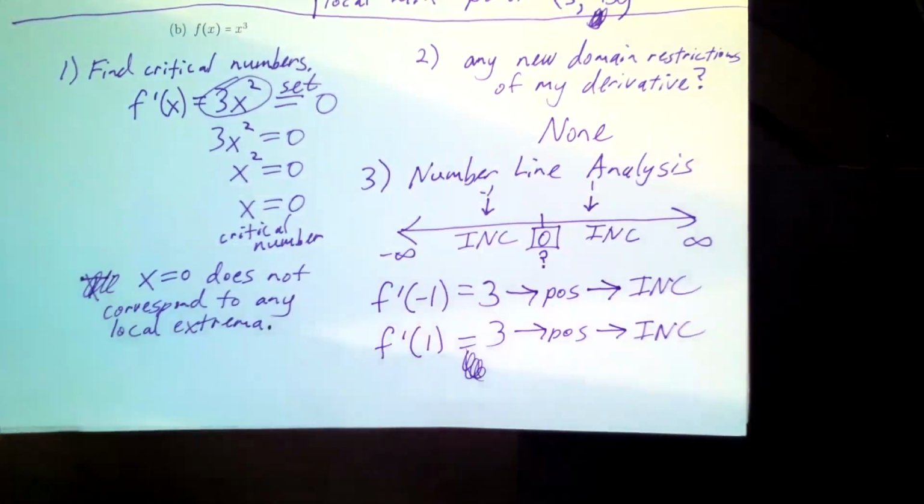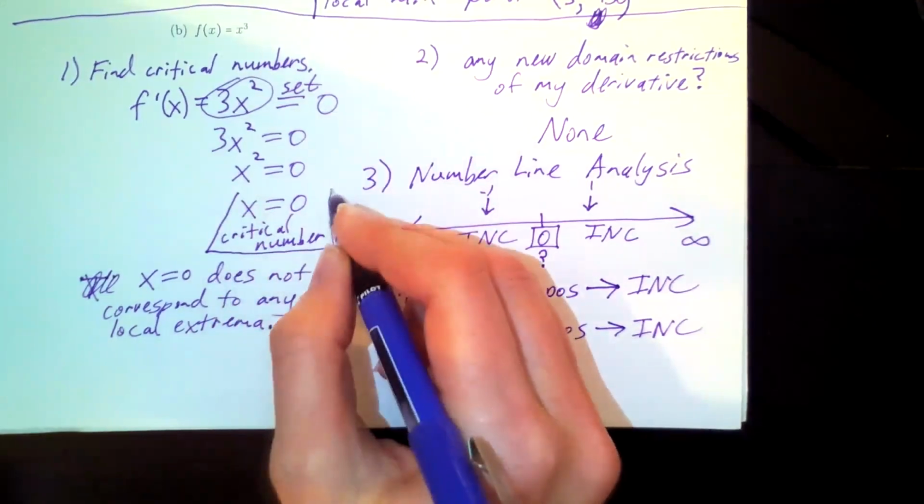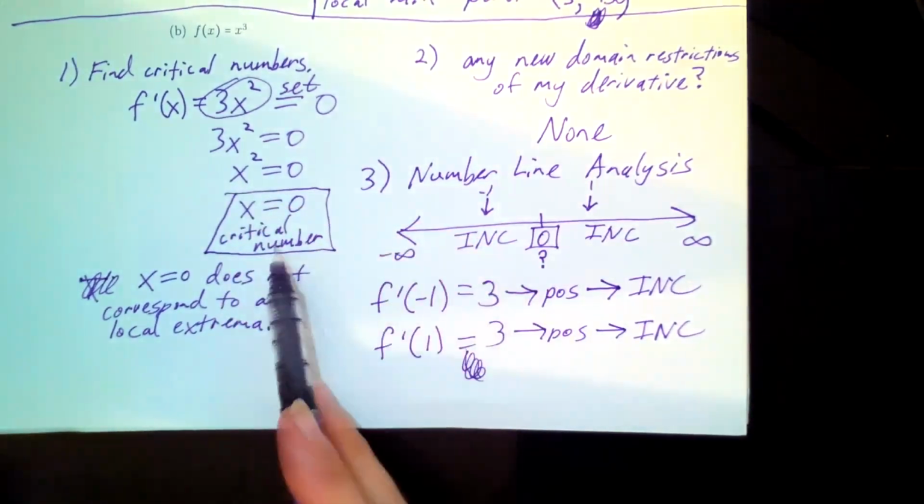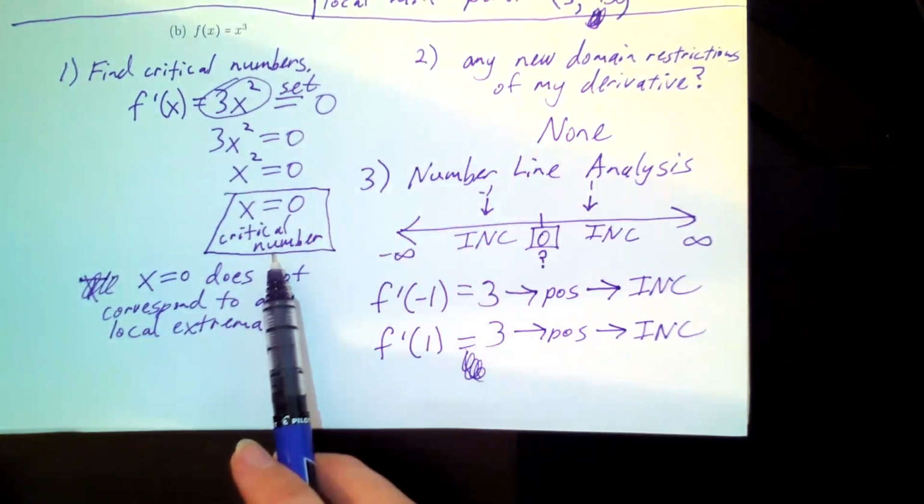So are there any other ones? Are there any other possible maxes and mins? And the answer here is no, because critical numbers are it. Like when you find your critical number, that is your one, or in this case, that is your only candidate for being a max or a min. Once you find all your critical numbers, that is it. Those are the only things you have to test to find whether there's a local max or min.